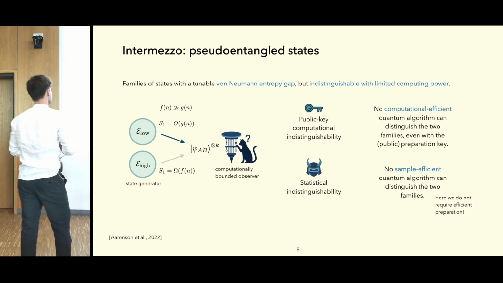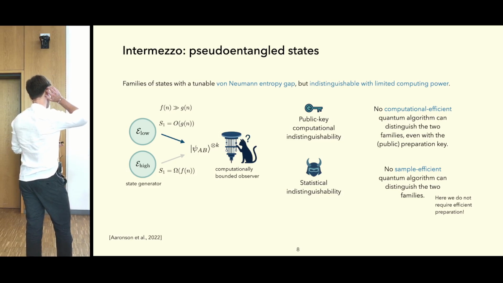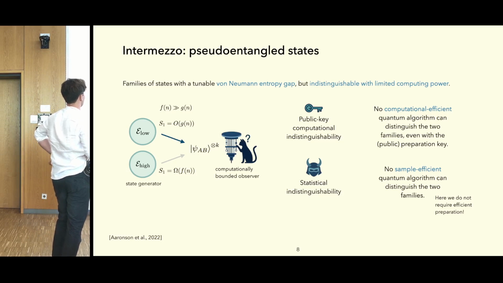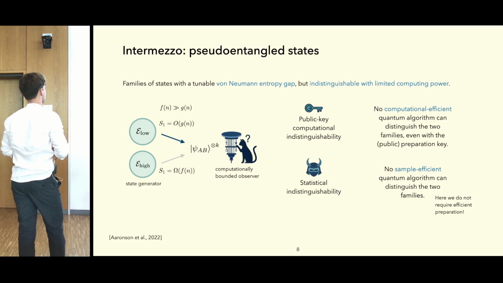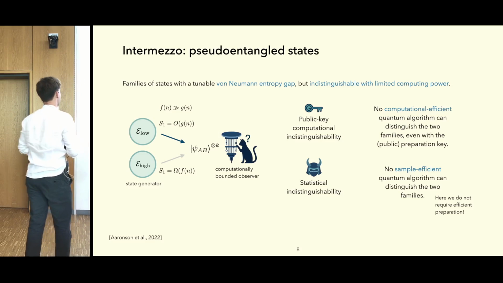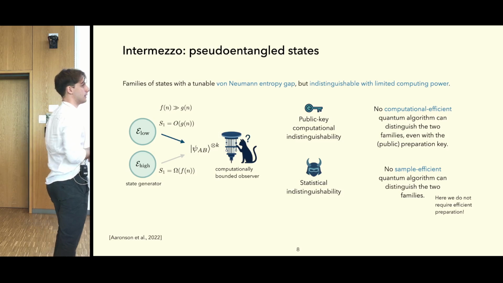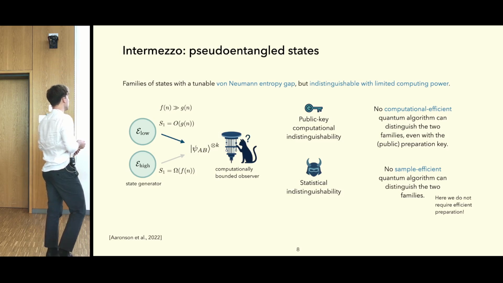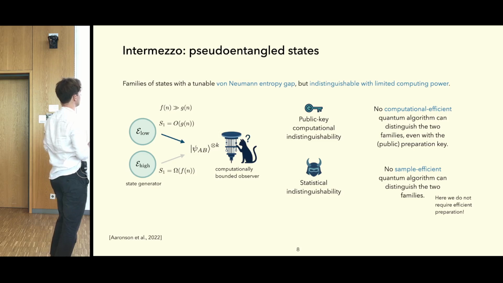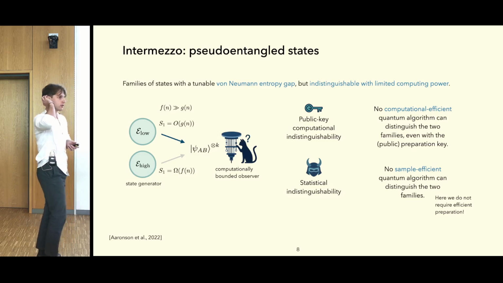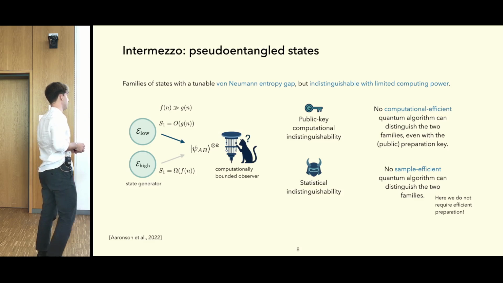And let me stress also that in this second setting, we need to make computational assumptions that I will discuss later. So to show you how the proof of the result works, I need to introduce this concept of pseudoentanglement. We say that two families of states are pseudoentangled when they display a gap in their von Neumann entropy, but they are still indistinguishable to computationally bounded observers. And this means that in particular we can consider two different scenarios: the public key computational indistinguishability and the statistical indistinguishability. And this somehow mirrors the two settings that I introduced before.